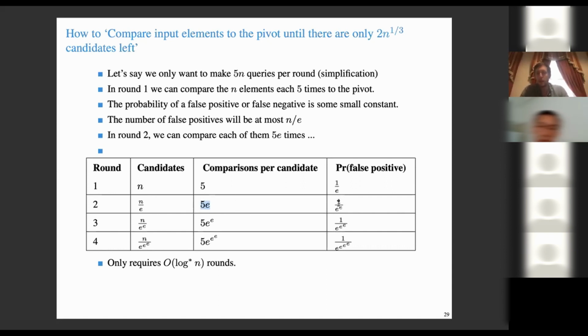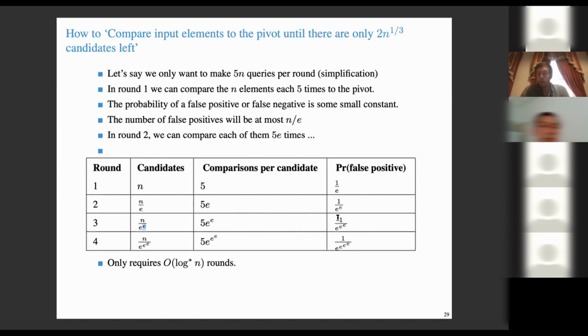So from 1 over e, it goes to 1 over e to the e. And since this error probability is so much smaller, you're also left with way smaller elements in the 3rd round. And this just continues like this. And you can see that this error probability here decreases as some tower function. And that's exactly why you need log star n rounds, because this tower function is just the inverse of log star n.